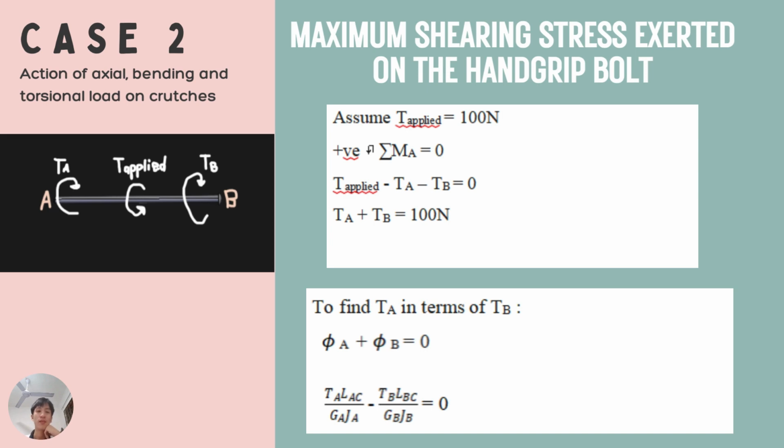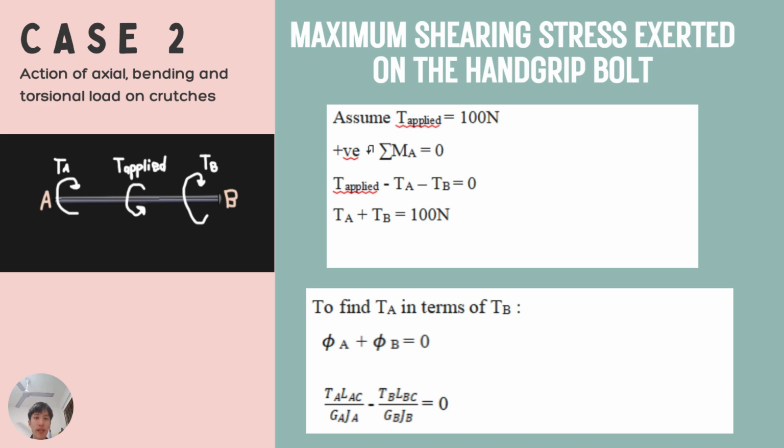So there are internal torques, which I denote as TA and TB. TA is the internal torque at A, and TB is the internal torque at B. We use equilibrium analysis of moments. Summing the moments, we get TA plus TB equal to 100 Newton.